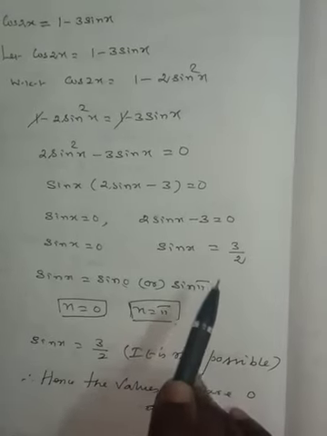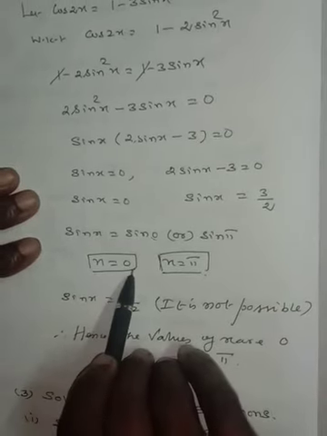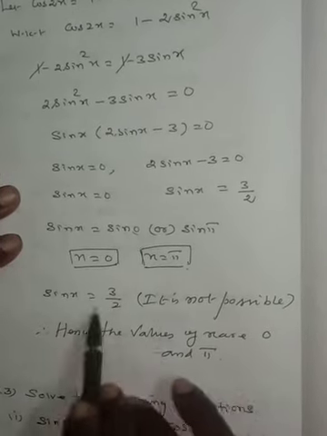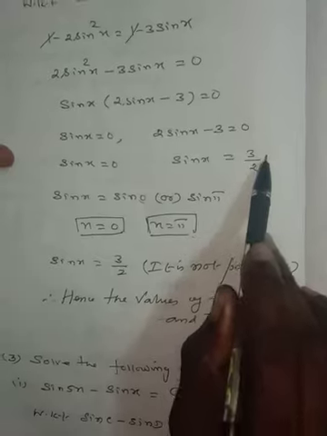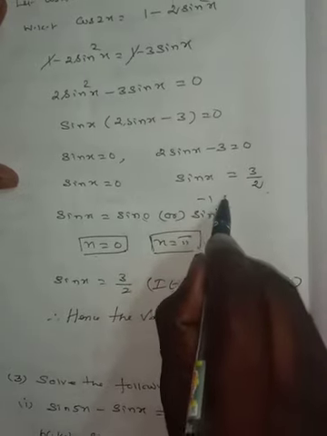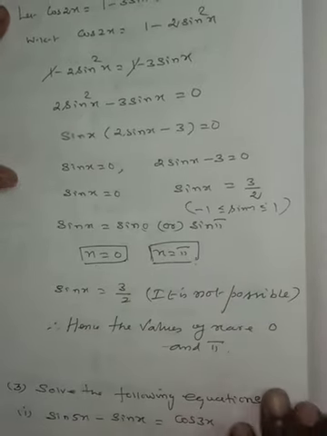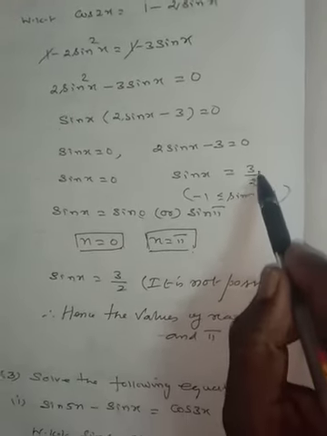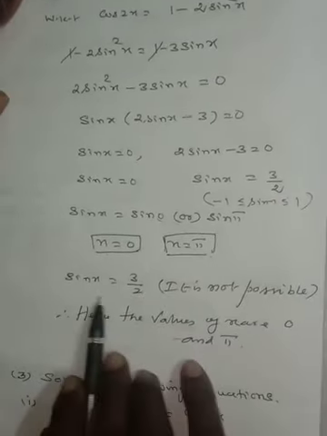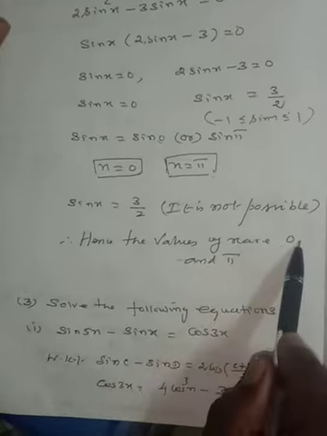Sin x is equal to 3 by 2 is not possible, it is impossible. Why? Minus 1 is less than or equal to sin x, which is less than or equal to positive 1. This is the inequality condition. 3 by 2 means 1.5, therefore we cannot include this. Sin x is equal to 3 by 2 is not possible. Hence the values of x are 0 and pi.